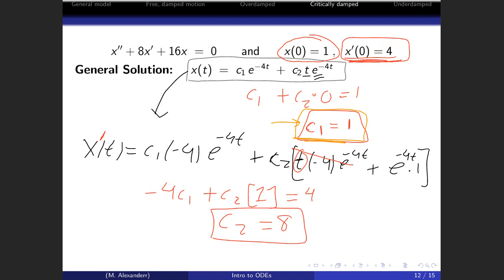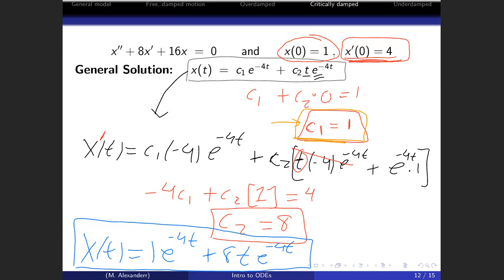So you have your two values for C1 and C2, and that means that you can write down your solution to the differential equation. Let me put that in blue. So the solution to the initial value problem turns out to be C1, which is a 1, e to the -4t, plus 8t e to the -4t. All right, so that's your solution to the problem. And mathematically, we're done with the problem, but physically, we want to say that this is the case where you have critical damping on your system, which means that you do a little bit of fixing on the car, on the suspension.